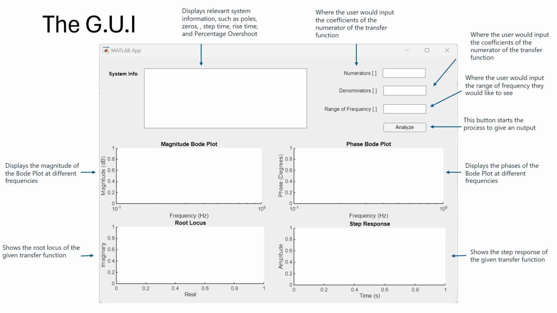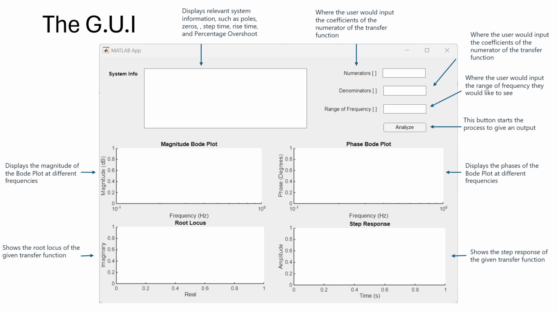So this was the GUI design that I decided to go with. I have there on the top right three boxes to where the user can input their values. The first and second box being the coefficient values for the numerator and denominators respectively, and the third box being the range of the frequency. And below those three boxes I have the analyze button, which would give an output of the other plots and text box that I have on the GUI as well.